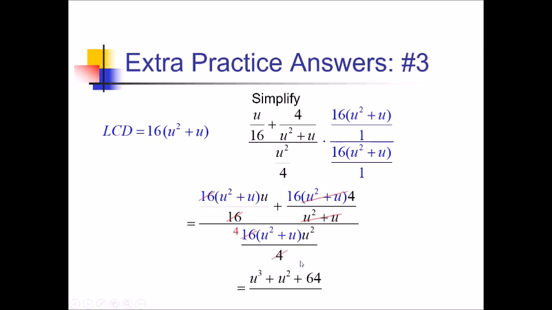So I've got some distributing to do. I've got a 4, I've got a u squared, and I'm multiplying that through here. So 4u squared times u squared is going to be 4u to the 4th. 4u squared times u is going to be 4u to the 3rd.